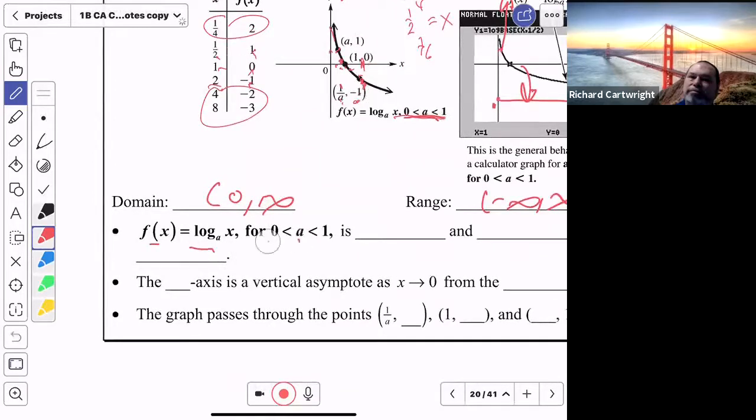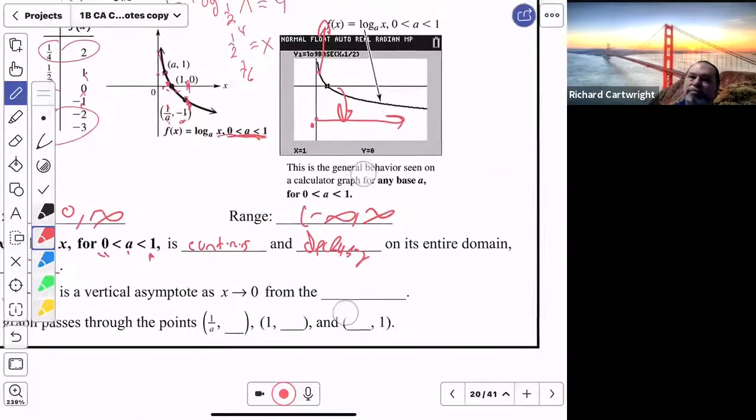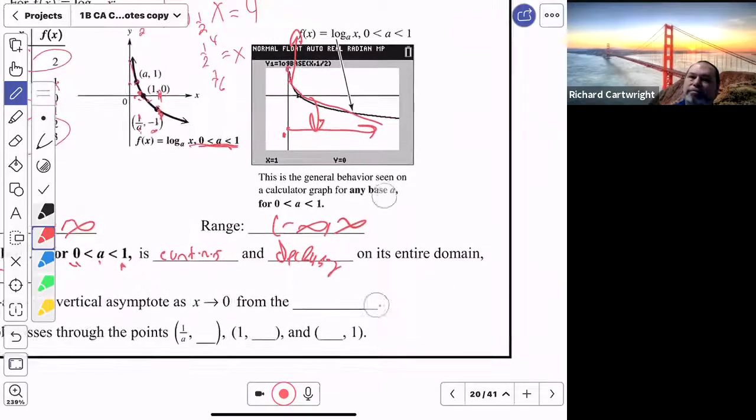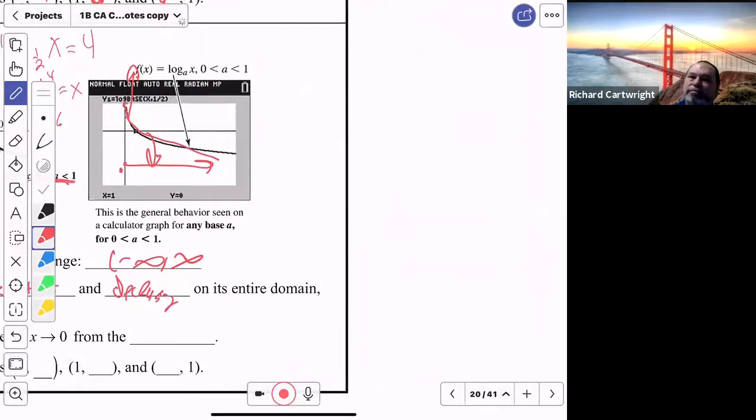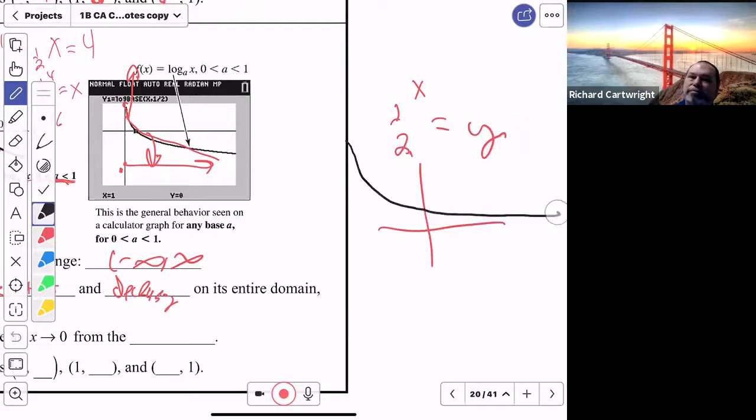For a to be a fraction less than 1, the function still is continuous, and now it's decreasing. Oh, when a becomes a fraction, it becomes decreasing. Oh, remember when we did exponential? 1/2 to the x, my function was an exponential decay. Remember that? It also was decreasing as an exponential. And as a log, it's decreasing as well.